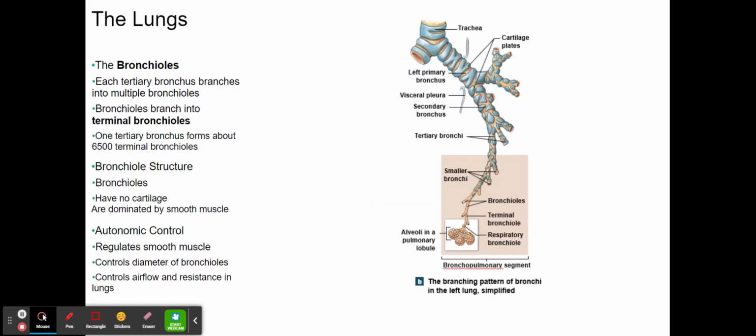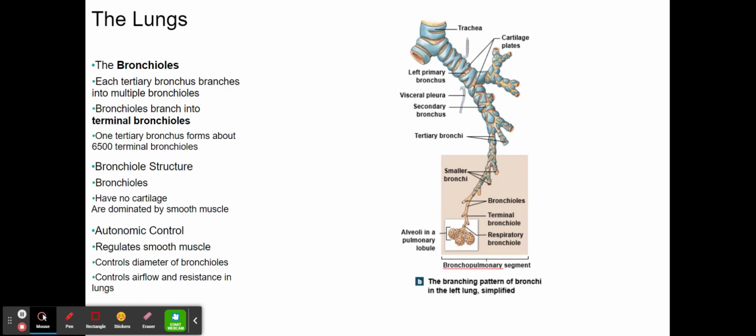Each tertiary bronchus branches several times within a bronchopulmonary segment, forming many bronchioles. These bronchioles then branch into the finest conducting branches, called the terminal bronchioles. Nearly 6,500 terminal bronchioles arise from each tertiary bronchus. The lumen of each terminal bronchiole has a diameter of about 0.3 to 0.5 millimeters. The walls of the bronchioles lack cartilage but are dominated by smooth muscle tissue.